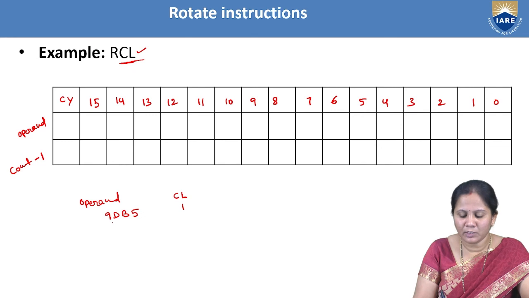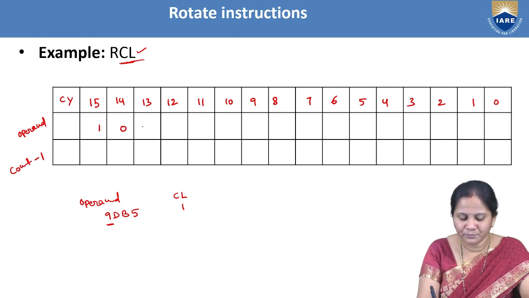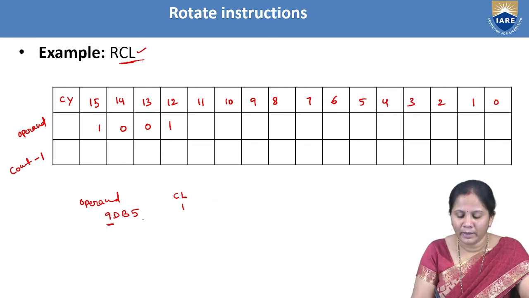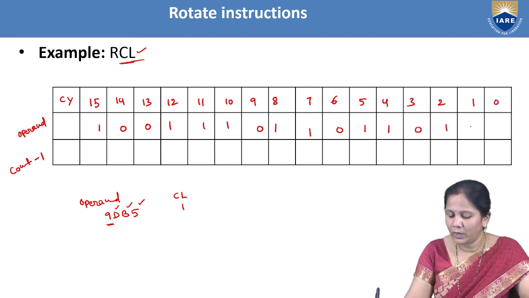Okay. So first here the operand is 9DB5. So you have to exclude that carry bit. And then you have to write this in the form of binary. So the value of 9 is 1, 0, 0, 1. And next D, 1, 1, 0, 1. And next value is here B, that is 1, 0, 1, 1. And next is here 5, that is 0, 1, 0, 1.